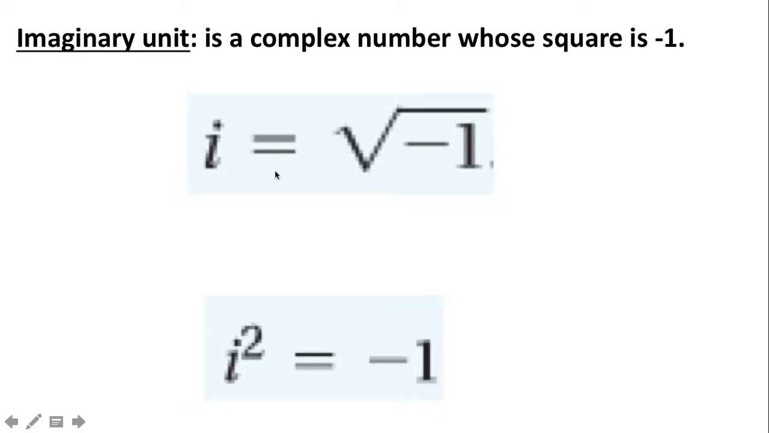Hi, this is Miss Merced, and I'm going to go over multiplying and dividing imaginary numbers. Just as a reminder, i equals the square root of -1, and when you square i, you end up canceling out the square root, and then you just have -1.